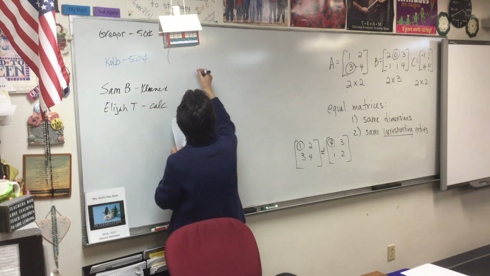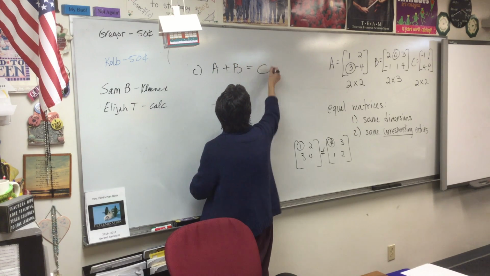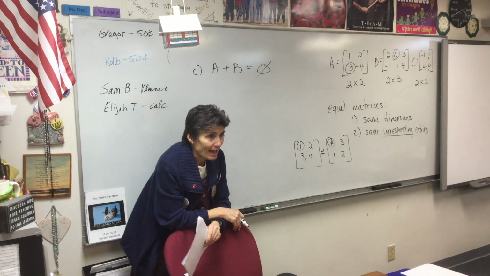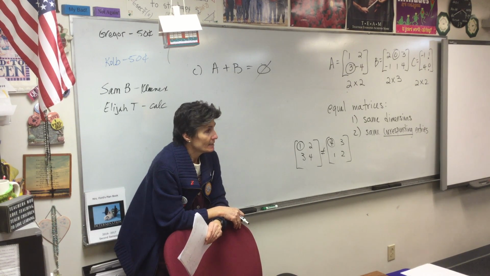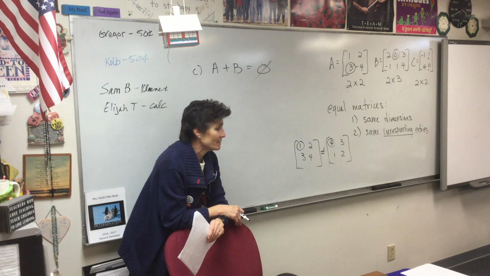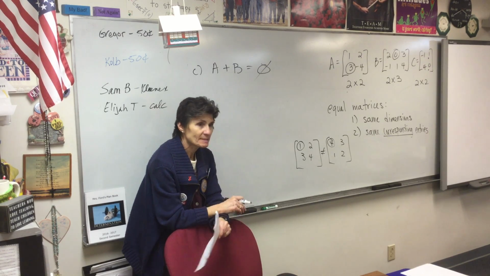Anybody want to take a wild guess about A plus B? I'll give you a hint. You can't do it. You can't add A and B. Does anybody have a guess as to why A and B can't be added? David? Different number of columns. Yeah, they're not the same size.